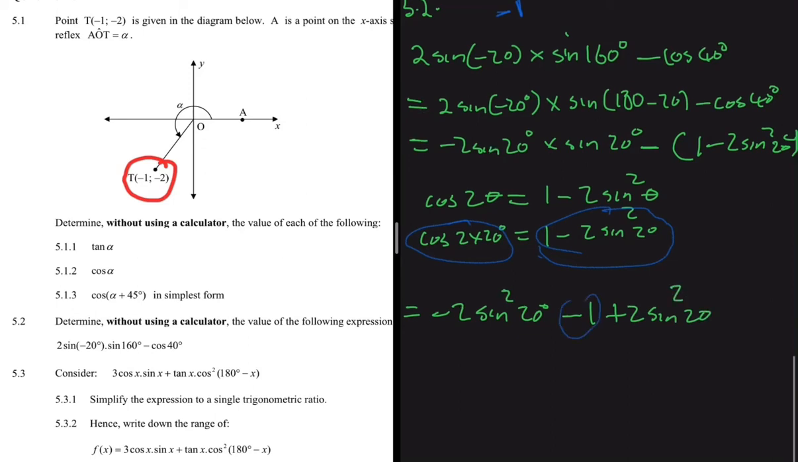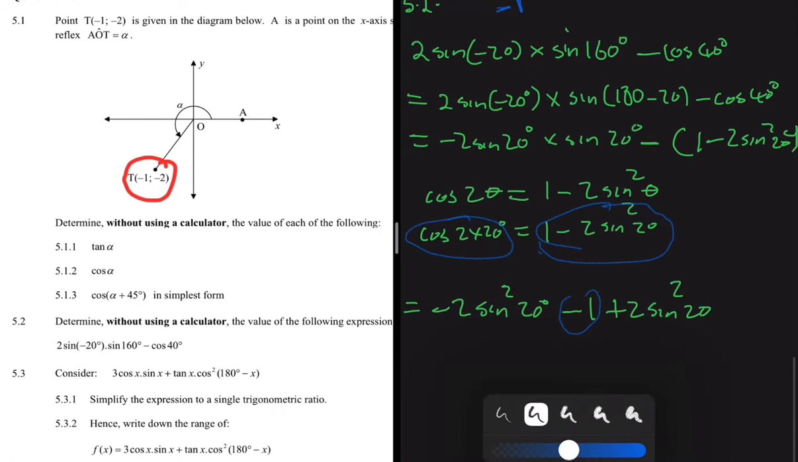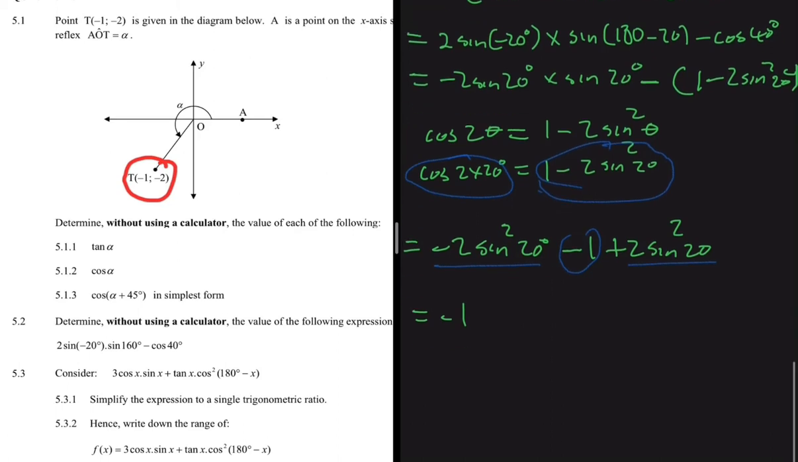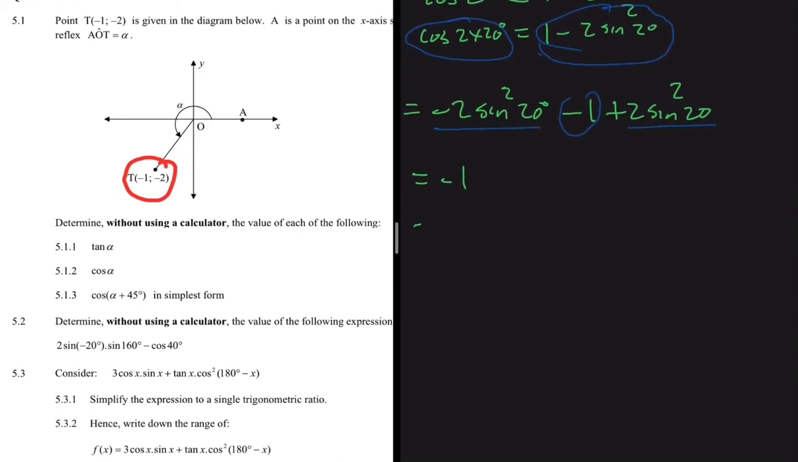So we have a minus 1 here. Here we have minus 2 sine squared of 20 degrees. Here we have plus 2 sine squared of 20 degrees. So it should be obvious now that our answer will be minus 1. The other 2 will cancel out. Now we can move to 5.3.